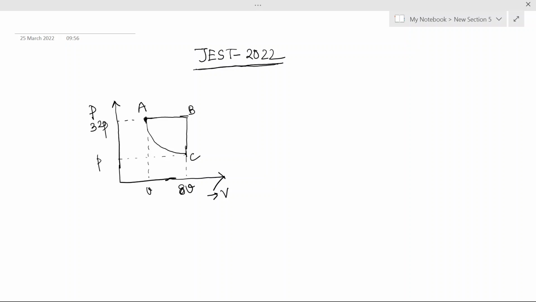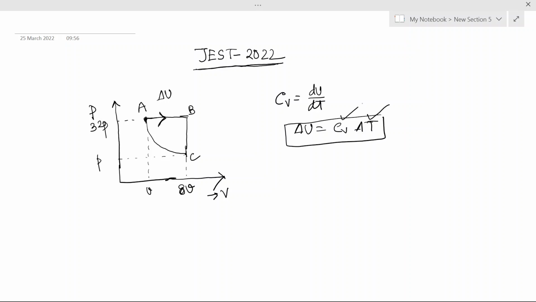We have to find the change in internal energy when it goes from A to B. So while going from A to B, we have to find delta U, the internal energy. What is the formula? We know that CV is equal to dU/dT, right? So delta U will be CV into delta T. Very simple. So we have to find delta T and CV in this region.